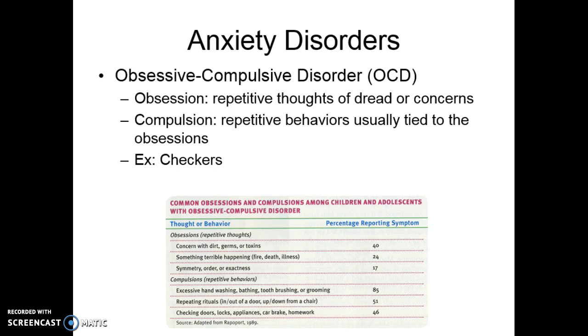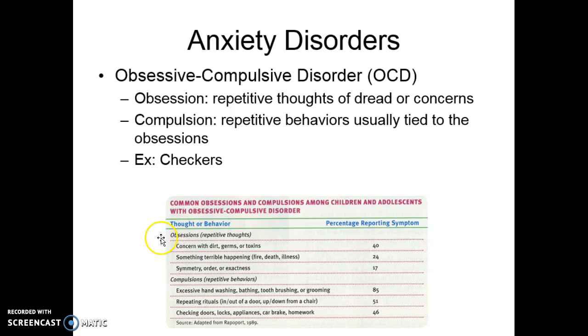Okay, our fourth anxiety disorder is OCD, or obsessive compulsive disorder. Obsessions are repetitive thoughts of dread or concern. Compulsions, on the other hand, are repetitive behaviors, usually tied to the obsession. So obsession has to do with your thoughts. Compulsions have to do with your behavior.